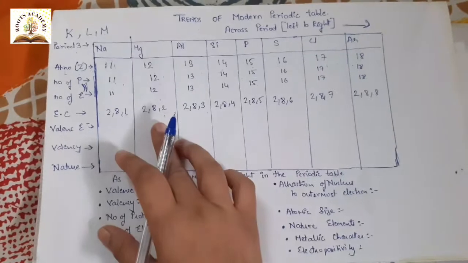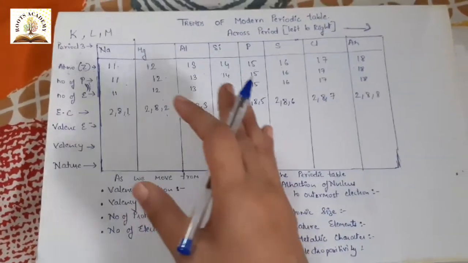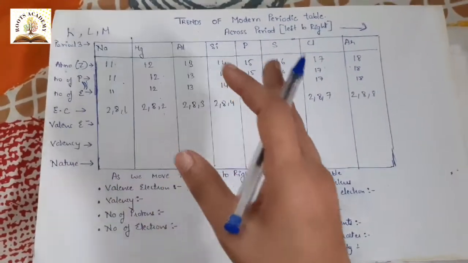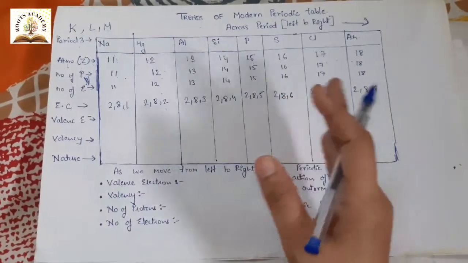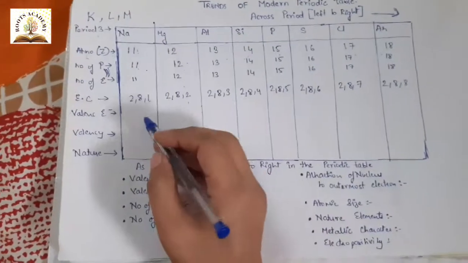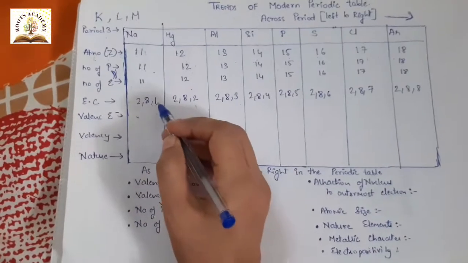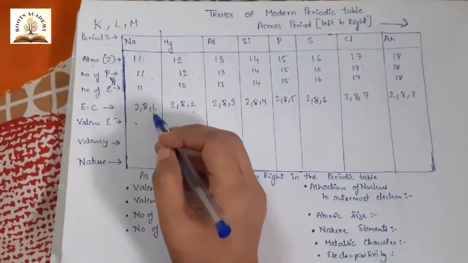So in your electronic configuration, the number of electrons increases by 1 when you move from left to right. The same goes for valence electrons. Now you can easily understand how the valence electrons are increasing.